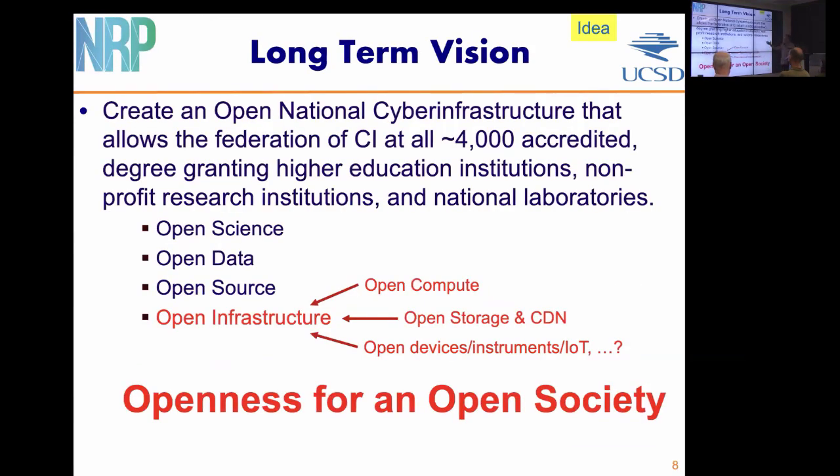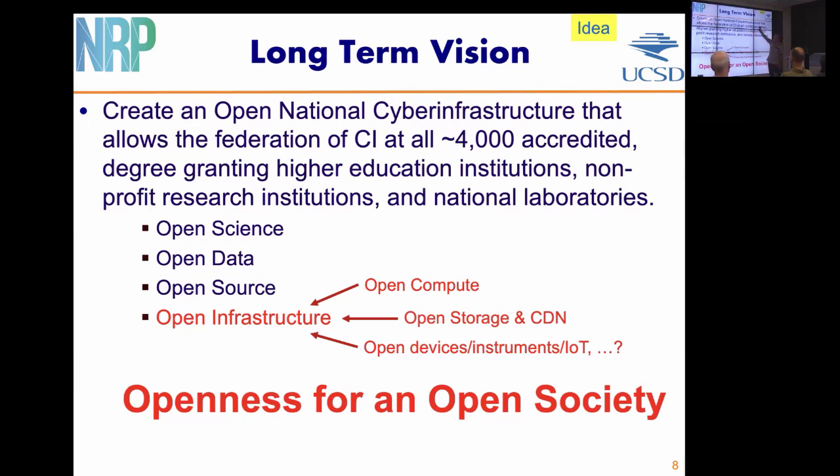But where do I want to go? Long-term vision, I want to create an open national, I'm funded by the US, so it has to be national, but in reality, I want to create an open international sub-infrastructure that allows the federation of CI at all 4,000 accredited degree-granting higher education institutions. Now, the US is a very strange country, for many reasons. And one of the strange things is that academia is very bifurcated. There are literally 3,900 accredited institutions of higher learning in the US. And I'll talk more about that in a moment.